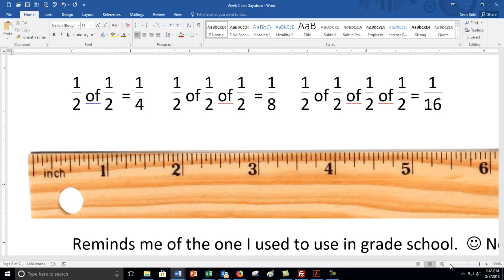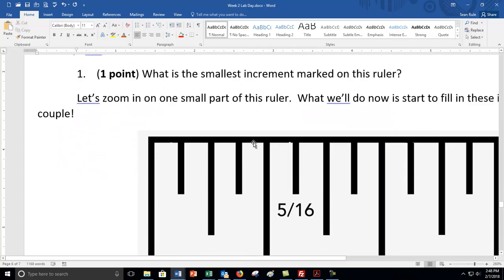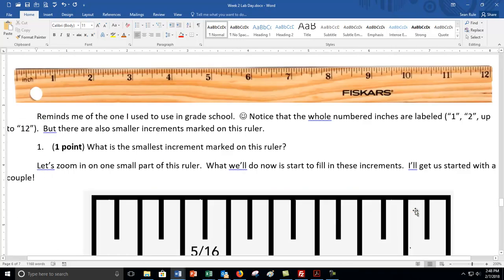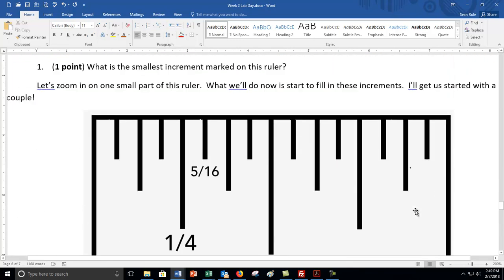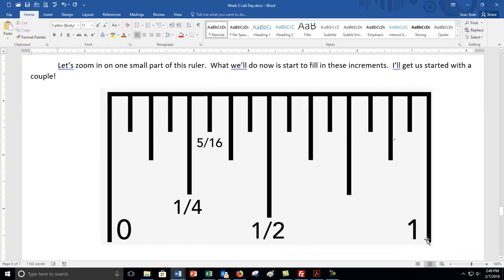Okay, so that was the first answer to the first question. All right, let's zoom in on one small part, which is kind of what I just did. I should have just gone down here, I guess. That would have made more sense. I wanted you to fill in the rest of these increments based on the fact that we are zoomed in from 0 to 1. So I threw a few in here. Here's 0 inches, 1 inch. Here's a half. There's a quarter.